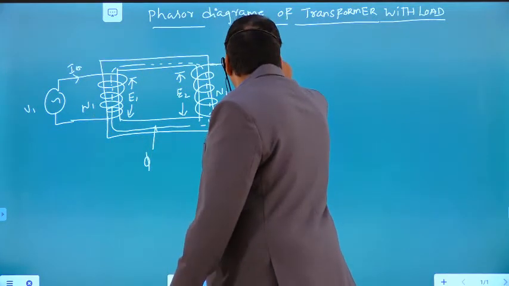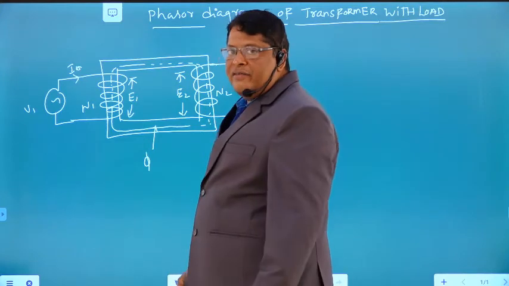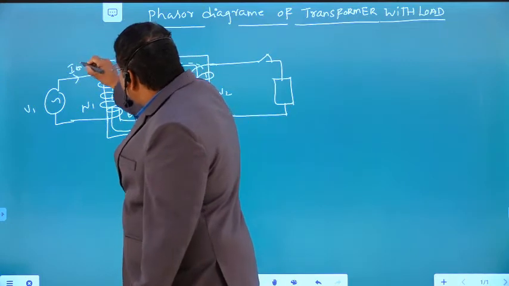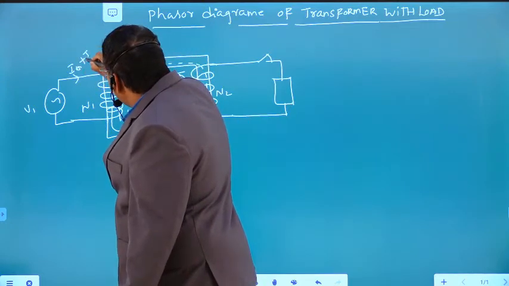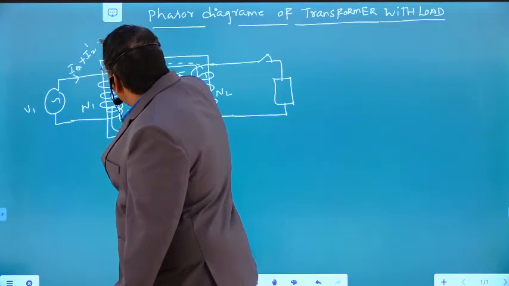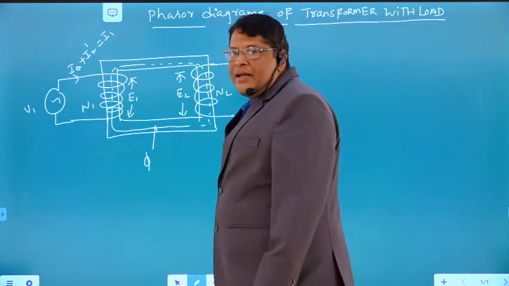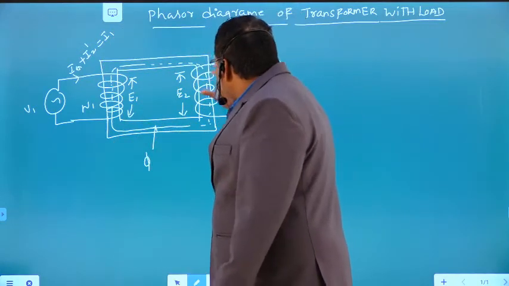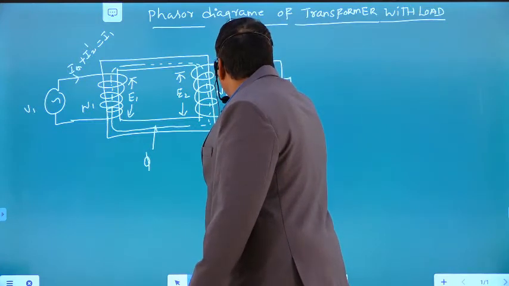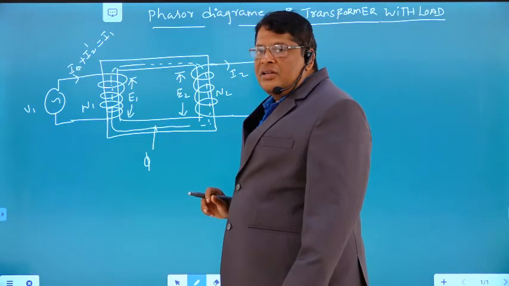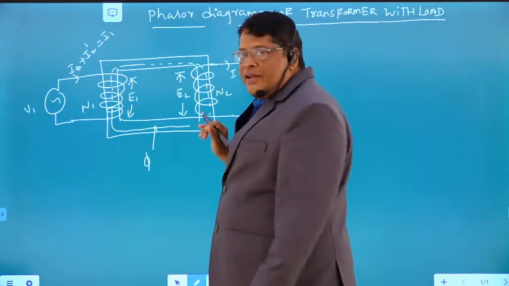So whenever you close the switch here, the primary will be taking extra current, that is I2 dash. Now the primary current becomes I1. Now the secondary is carrying a current of I2. The primary also will be carrying a current of I1. So now come to the secondary.